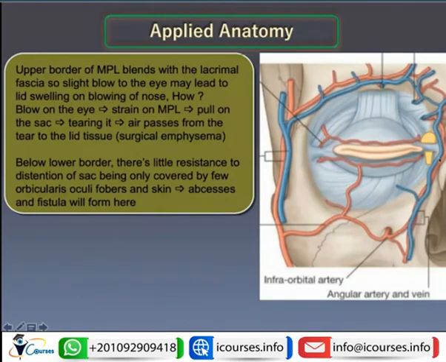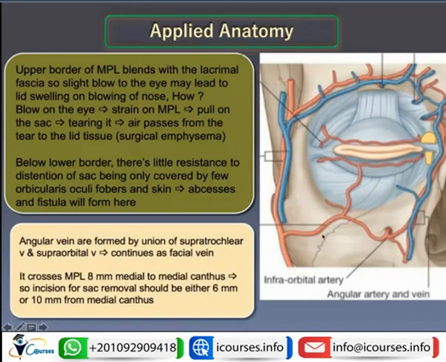Also, another importance is that in the lower border there is less resistance to distension. So most of the swellings, as we saw earlier in acute dacryocystitis, usually make a swelling in the area below the medial palpebral ligament. Another importance here is that there is an important vein related to the sac.